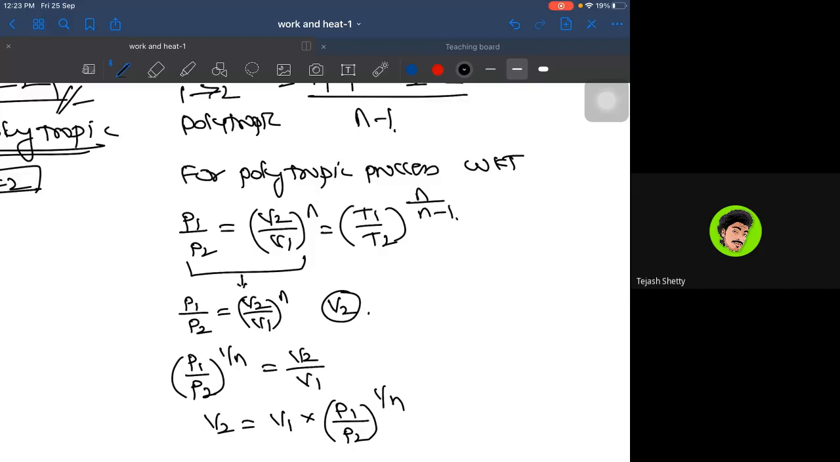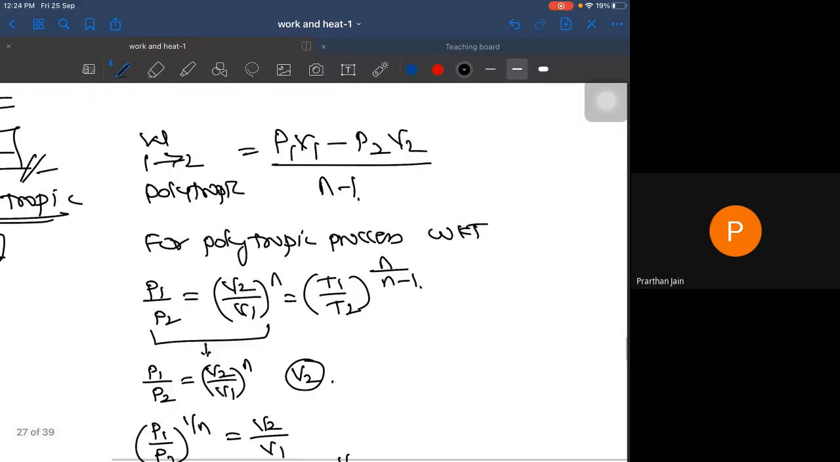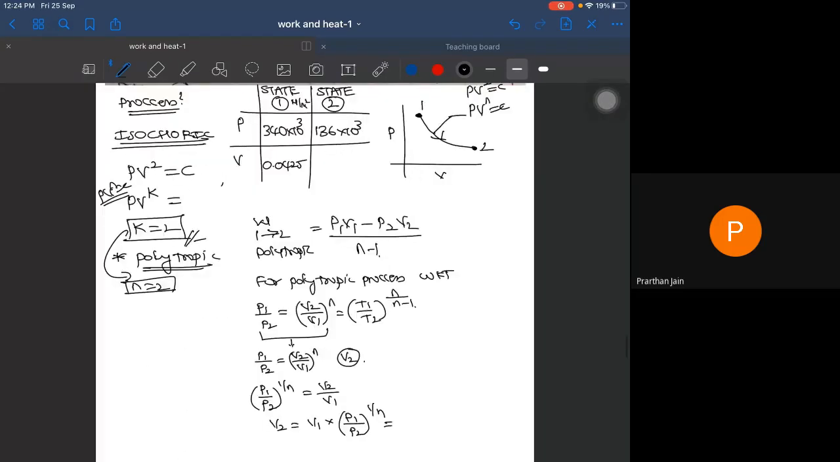Yes, sir. So just substitute the values. What is the value of V1? V1 is how much? 0.0425 into P1. P1 value is 340 into 10 to the power of 3 divided by 136 into 10 to the power of 3, whole to the power of 1 by 2, because the n value was 2 here. So now I will be getting the value of V2. What is the value of V2, guys?